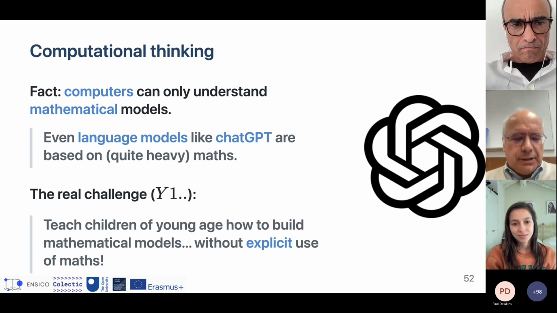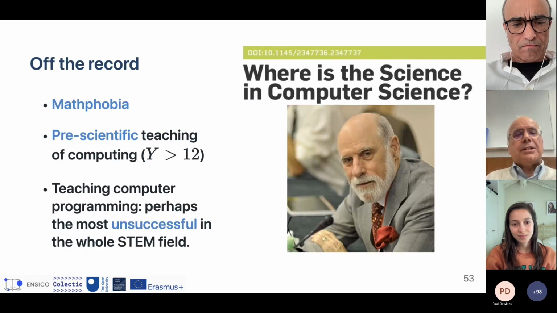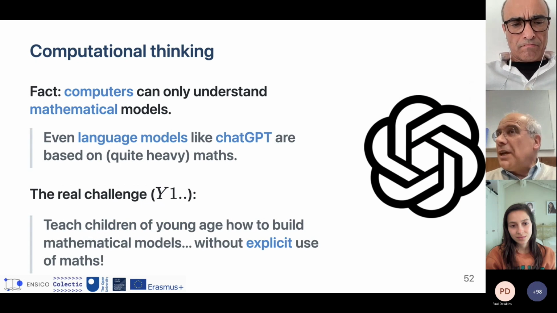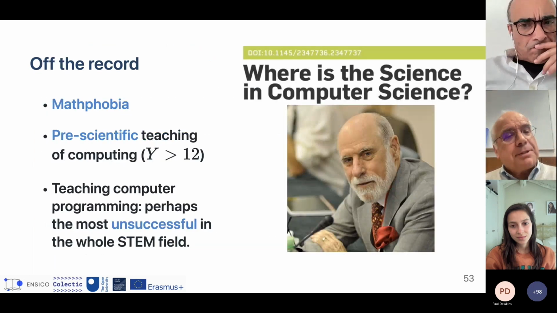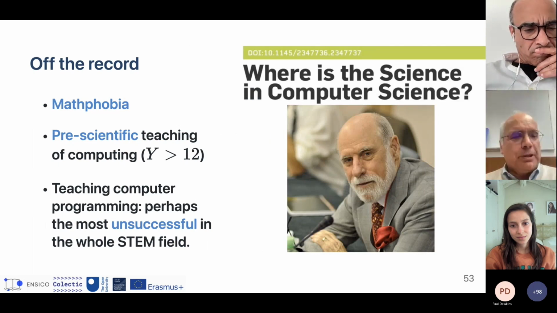So what is the challenge? The challenge in particular in the program, and I think everybody is thinking in these terms, and SQL's program wants to start teaching computing from year one, is to teach children of young age how to build mathematical models without explicit use of maths. So this is the first challenge that we have. And off the record, we have a setting which is not good for this, because there is this math phobia thing. And this math phobia thing exists perhaps because we have not done this program of starting very early. We are starting too late. And so perhaps this is one of the reasons why it exists.